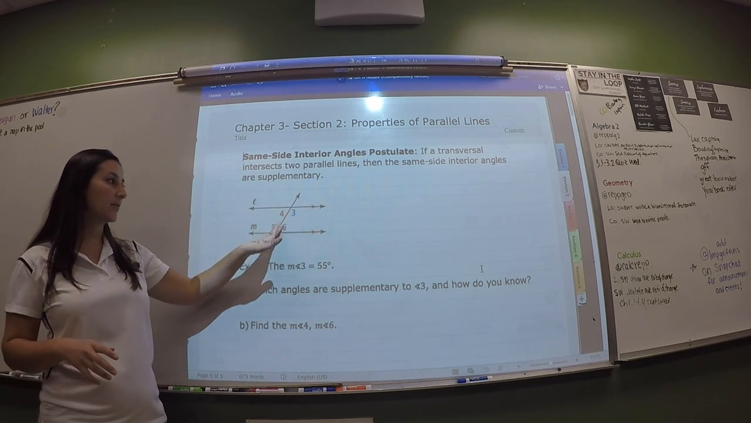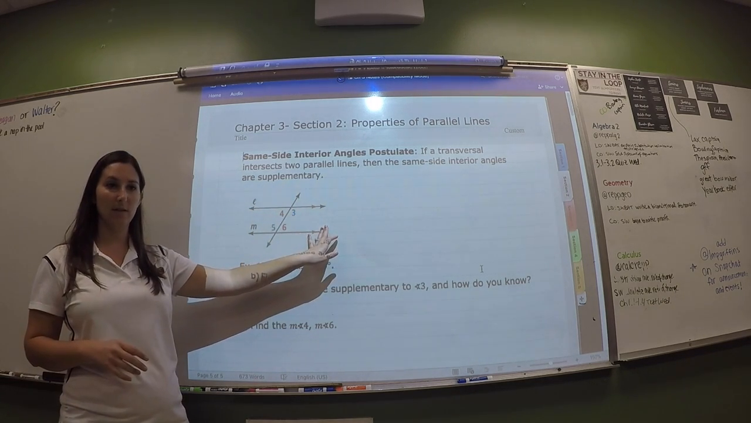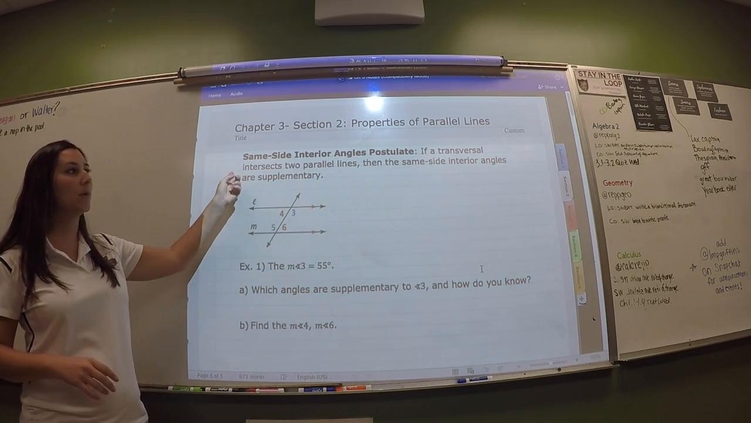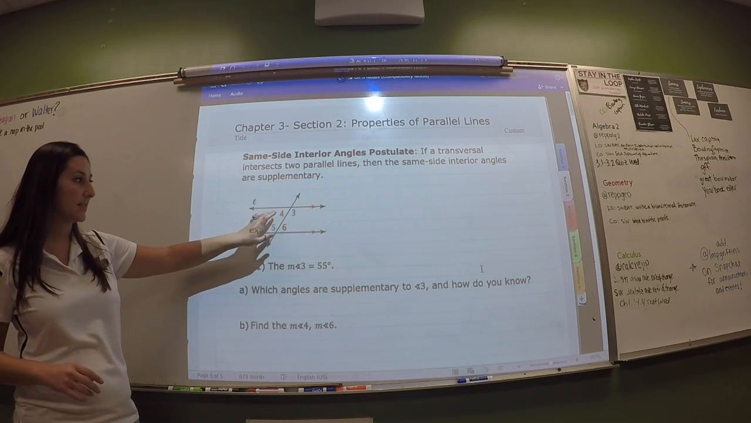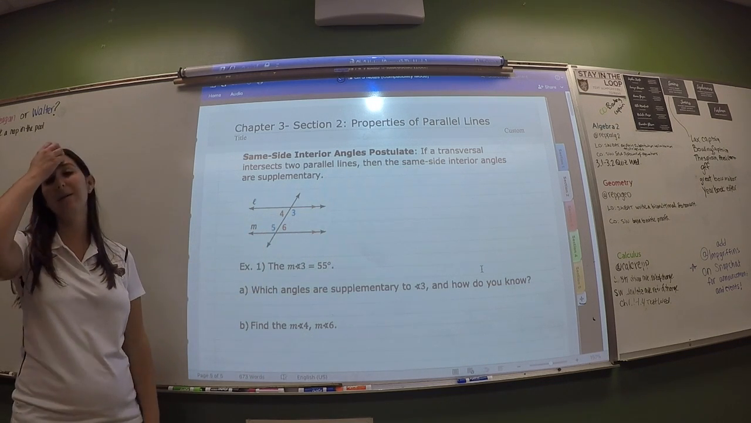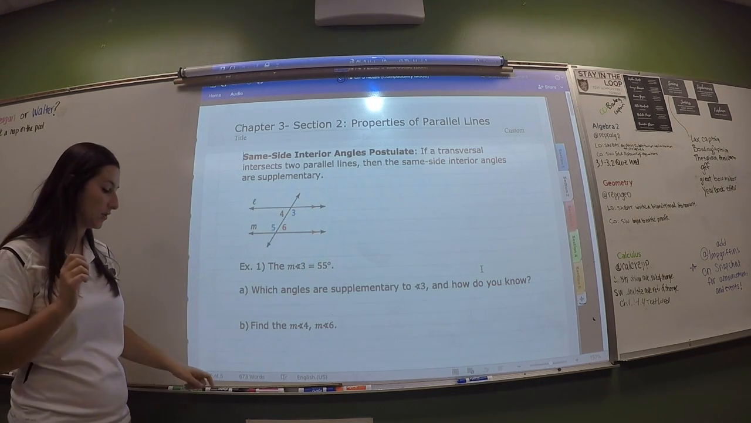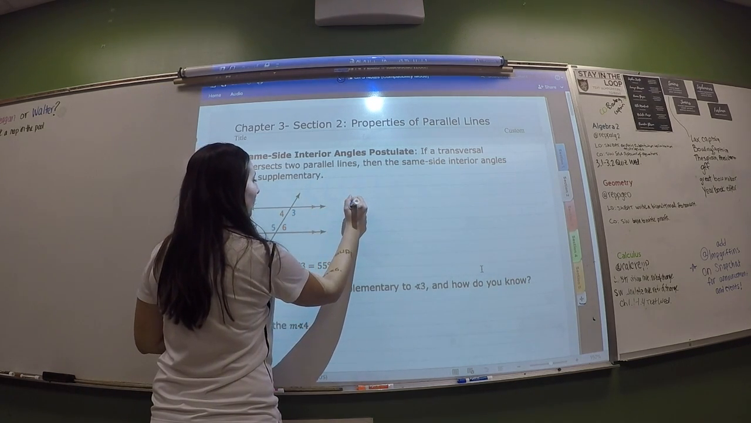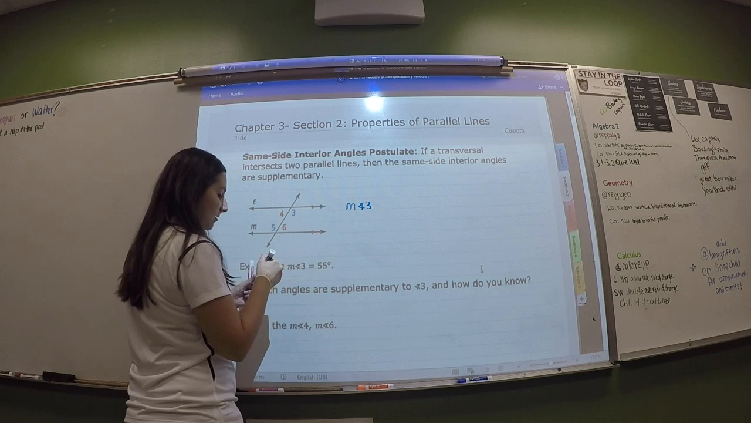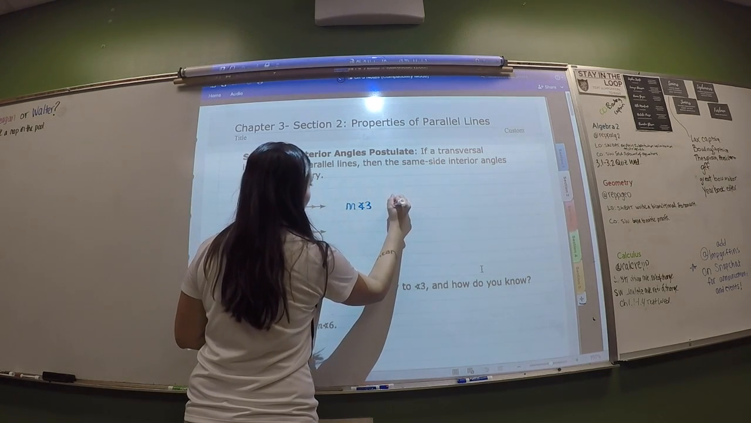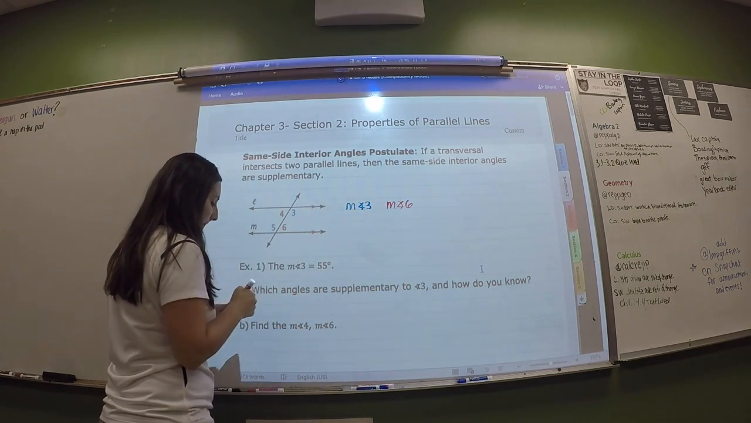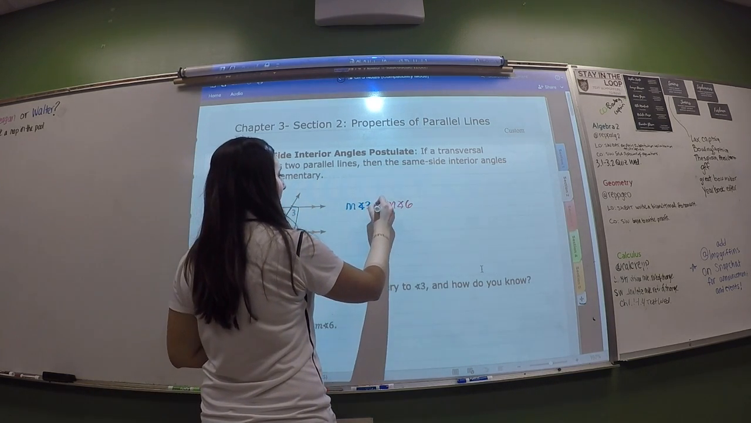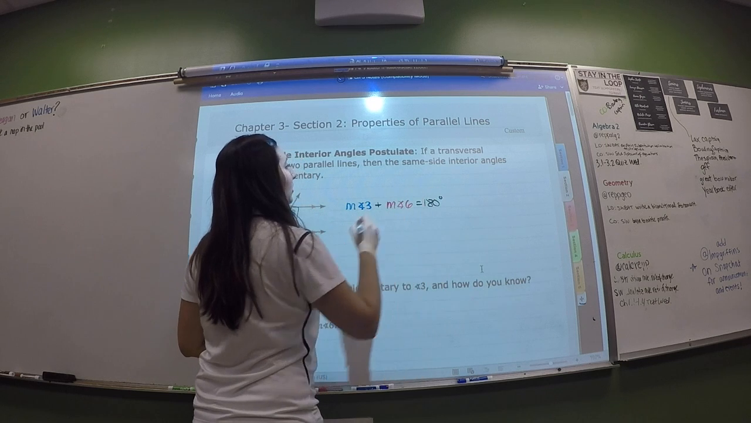So this is our transversal going through two parallel lines. One of the things that we know is that the same side interior angles are going to be supplementary. Okay, so let's see what I got here. So like the measure of angle 3 and the measure of angle 6, because they're on the same side of the transversal and they're interior, will add up to 180 degrees.